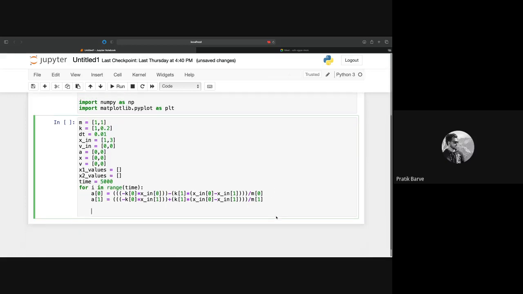So from these, let's take velocity. So for v0, for velocity for mass 1, it will be v initial of first plus acceleration of first mass into our dt. Let's copy that for second, change indices.